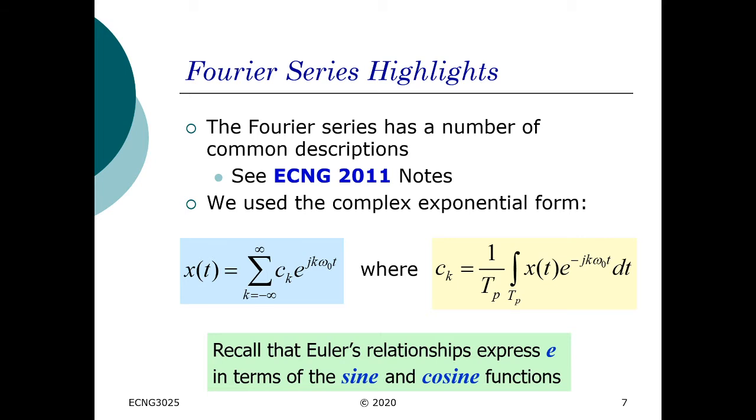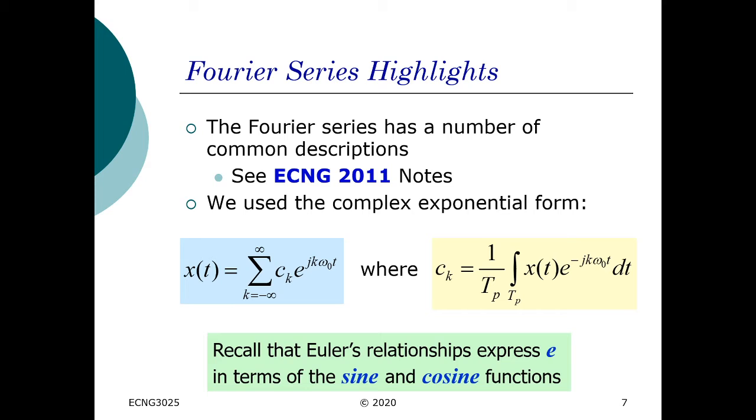Now the Fourier series has a lot of different forms, like the raw form, the complex exponential form, the synthesis equation, the analysis equation, and so forth. But for the purpose of this lecture, we're going to be using the complex exponential form, which is going to be seen here in the following equations in the blue block and the yellow block.